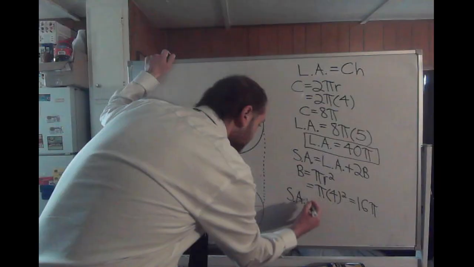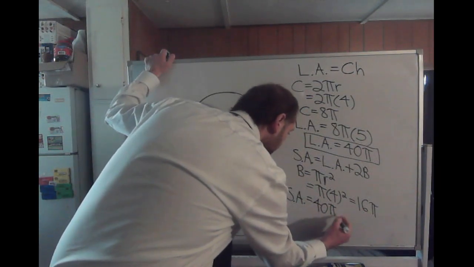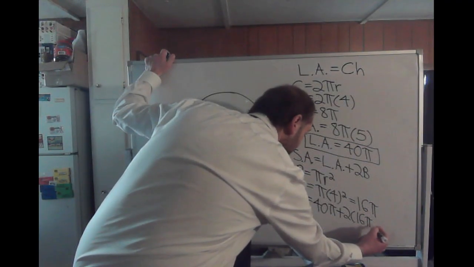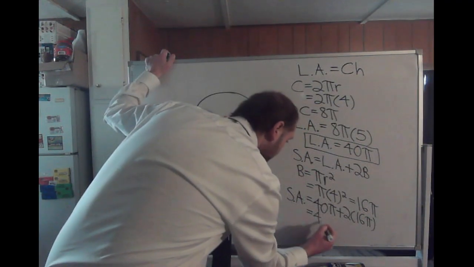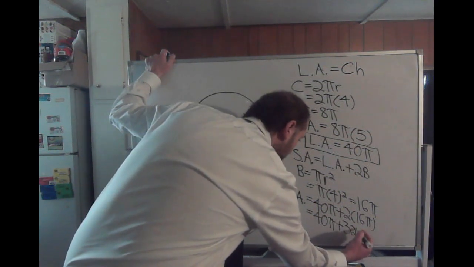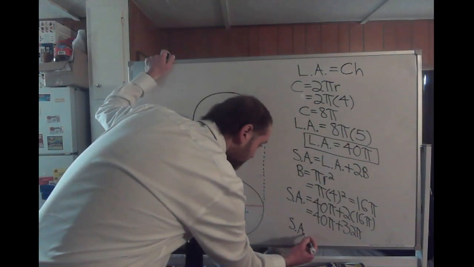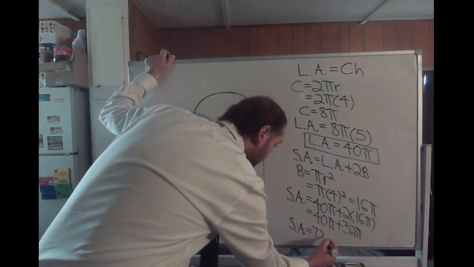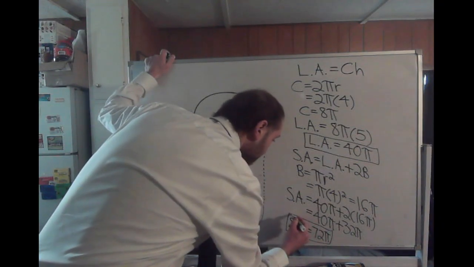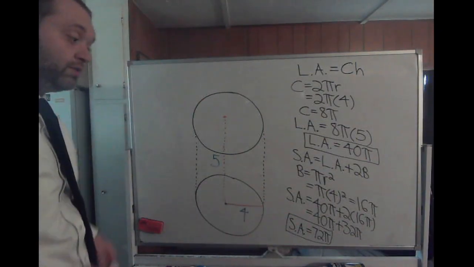So the surface area equals the lateral area of 40 pi square units plus twice the area of the base, which is 16 pi square units, which would give you 40 pi square units plus 32 pi square units. So you should get a surface area for this cylinder of 72 pi square units. So the surface area would equal 72 pi square units.